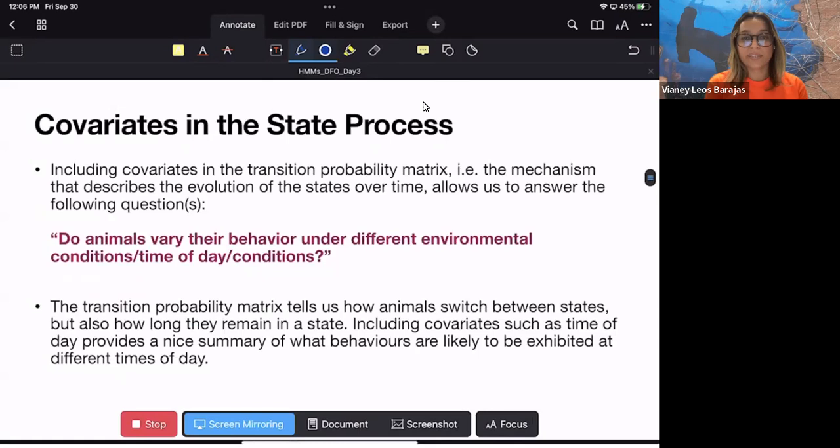So covariates in the state process, including covariates in the transition probability matrix, i.e. the mechanism that describes the evolution of the states over time, allows us to answer the following question or questions. Do animals vary their behavior under different environmental conditions, time of day, or other conditions observed? The transition probability matrix tells us how animals switch between states, but also how long they remain in a state. Including covariates such as time of day provides a nice summary of what behaviors are likely to be exhibited at different times of day.